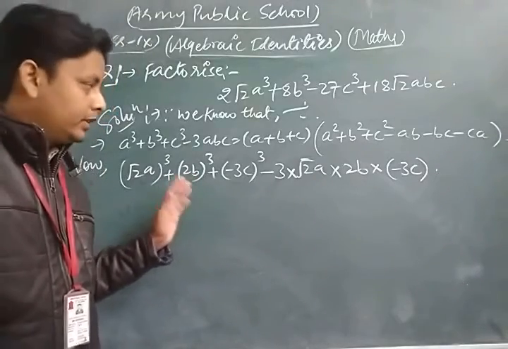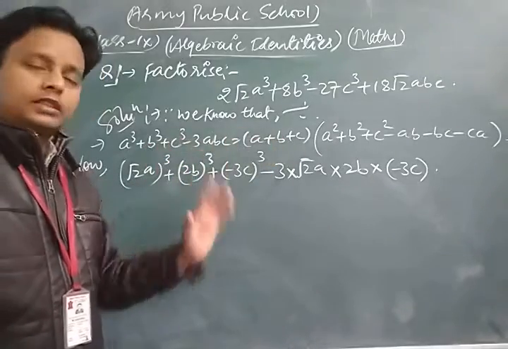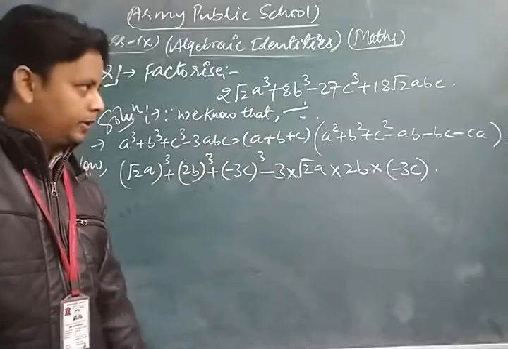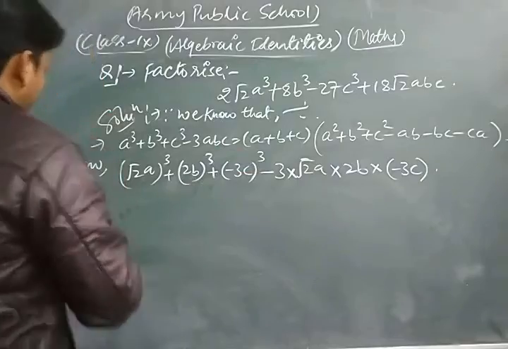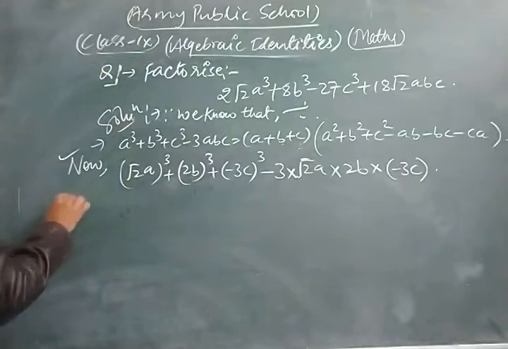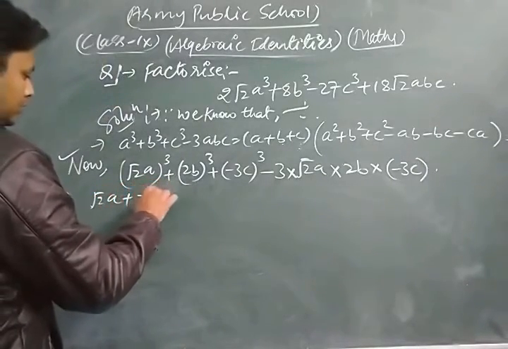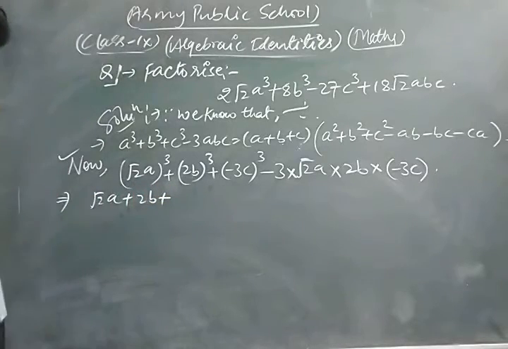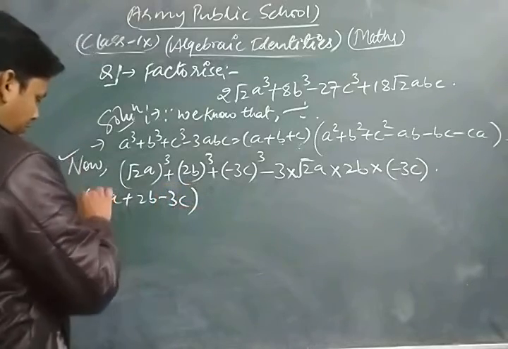Now what do I do? We just expand that expression based on this identity. Okay, now look, in the first bracket a plus b plus c, that means under root 2 a plus 2b, and c is minus 3c, in this way.